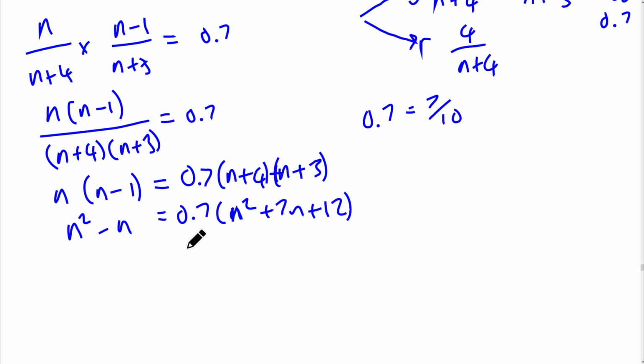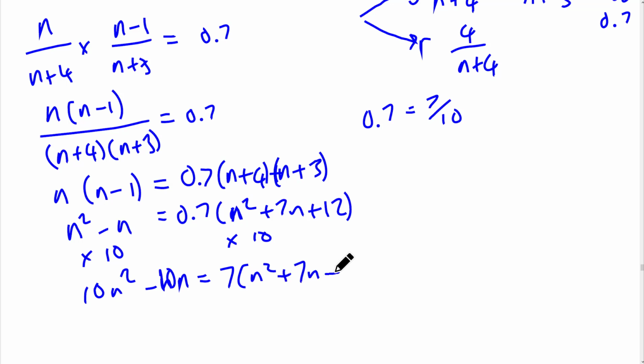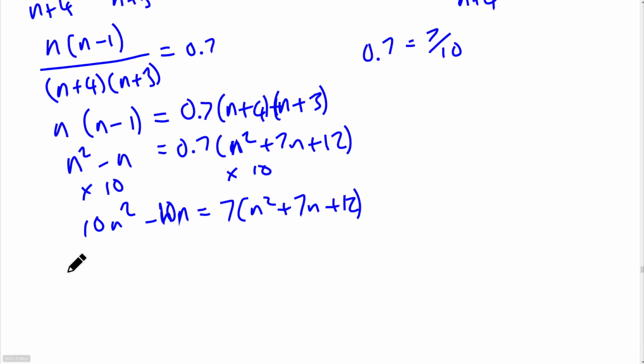So if I multiply both sides by 10, we're going to get 10n squared minus 10n equals 7n squared plus 7n plus 12. Let's expand that all out. So we're going to get 7n squared plus 49n plus 84 equals 10n squared minus 10n.